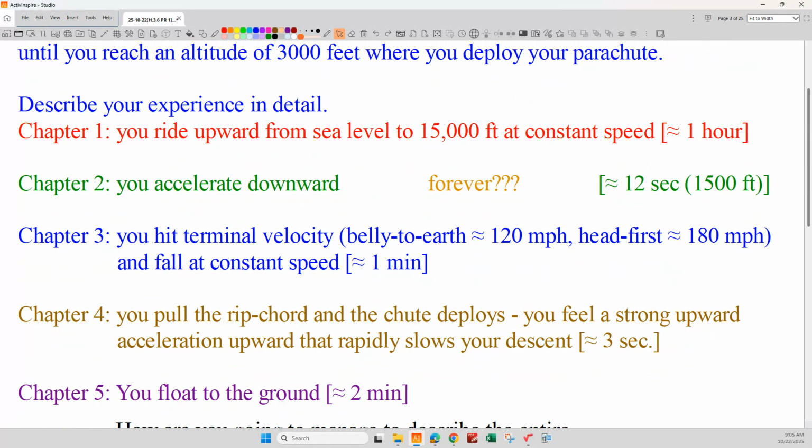Chapter 2 is pretty short. We only have a domain that's going to be from 1 hour to 1 hour and 12 seconds, which would be the domain where we're in chapter 2, where we need a different function. From 1 hour and 12 seconds to 1 hour, 1 minute and 12 seconds would be chapter 3, which would be maybe a completely different equation that would describe that motion, and so on.